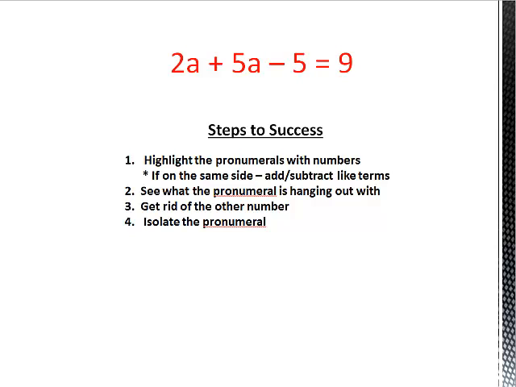You solve in the same method as before, you just have to add one step, which is highlighting the pronumerals with the numbers and the signs in front. If they are on the same side, you add or subtract like terms. Then you're going to get a two-step equation where you see what the pronumeral is hanging out with, you get rid of the other number, and you isolate the pronumeral.